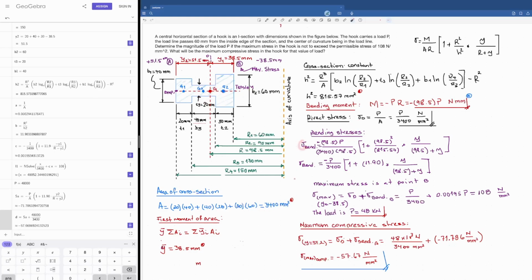Then we want to calculate the bending stresses for points A and B, knowing that at point B is where the maximum stresses are going to exist. Knowing that, and knowing that the stress limit is this, we could calculate the load P, which was 48 kilonewtons. And after that, the last question was what will be the maximum compressive stress in the hook using that value of the load, and just applying again the sum of the direct stress plus the bending stress at point A, it gave me that the compressive stress at point A is minus 57.67 newtons per square millimeter.